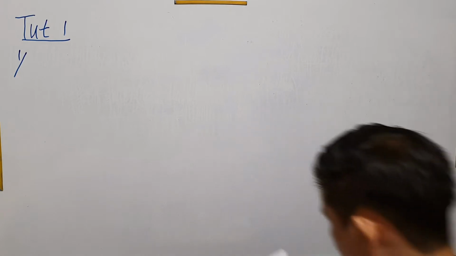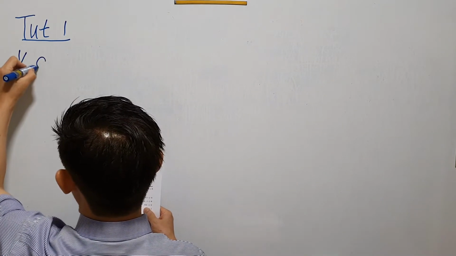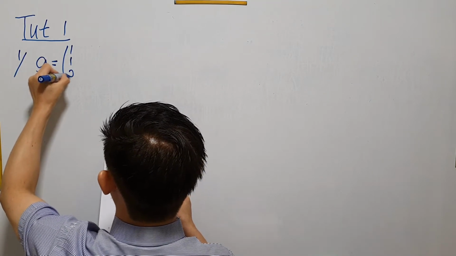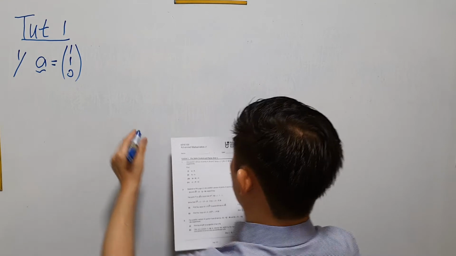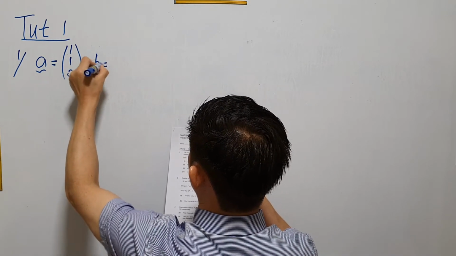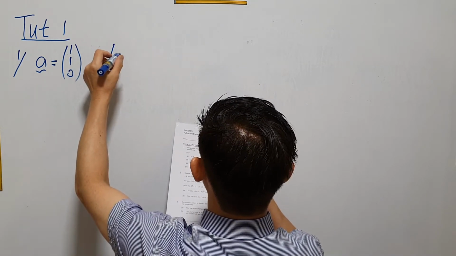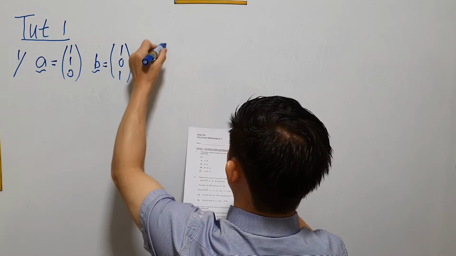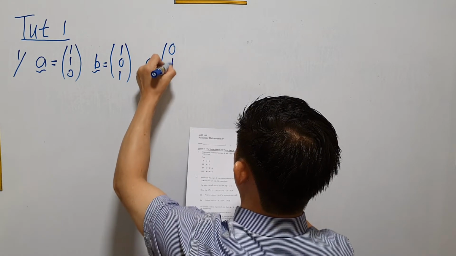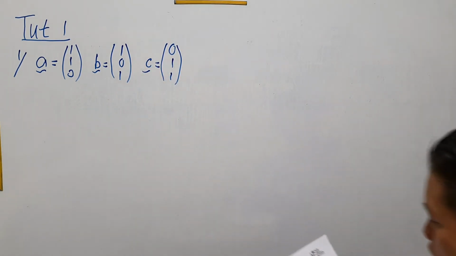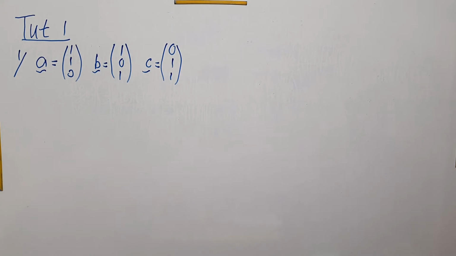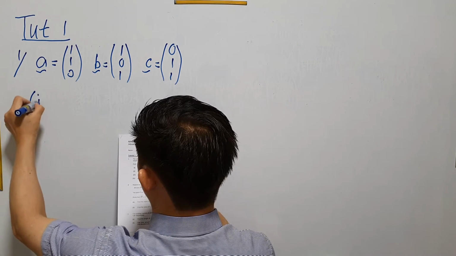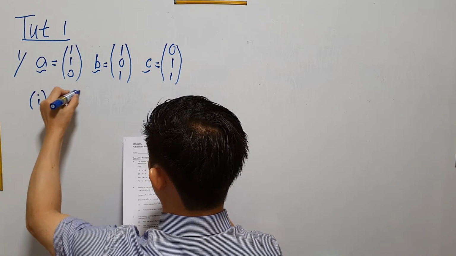In question number 1, you have 3 vectors. The vector A, which is 1, 1, 0. Then the vector B, which is 1, 0, 1, and then vector C, which is 0, 1, 1. So you are given 3 vectors A, B, and C. In part 1, you are asked to find A cross B.